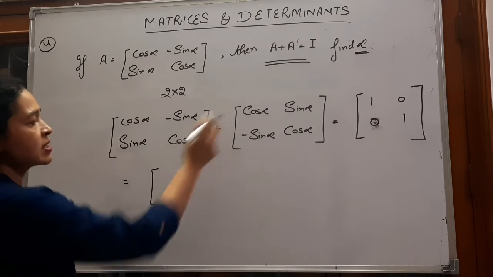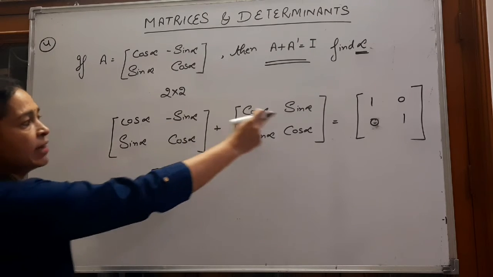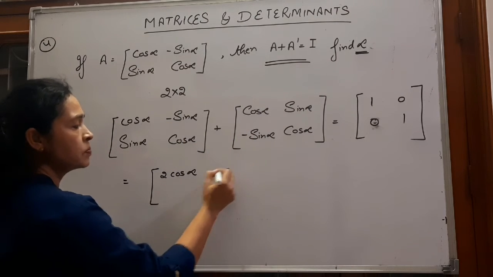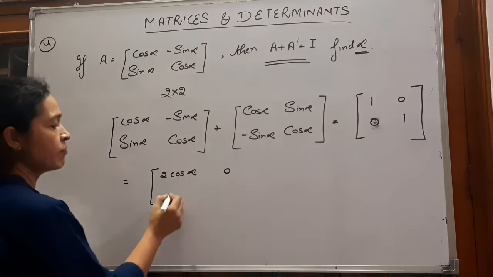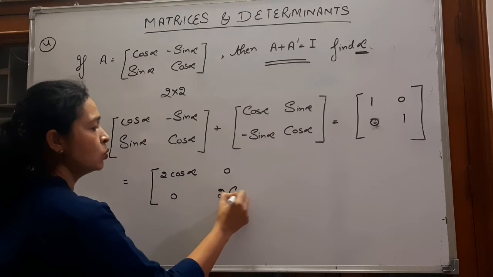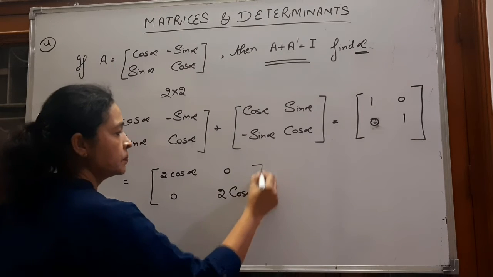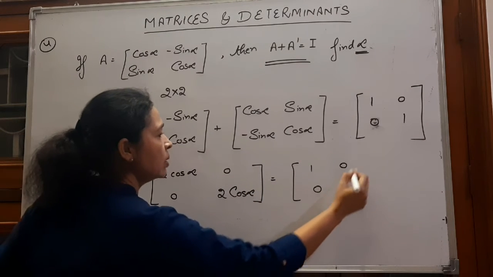Cos alpha plus cos alpha, 2 cos alpha, minus sin alpha plus sin alpha, 0. Sin alpha plus minus sin alpha, 0. Cos alpha plus cos alpha, 2 cos alpha. This is equal to 1, 0, 0 and 1.